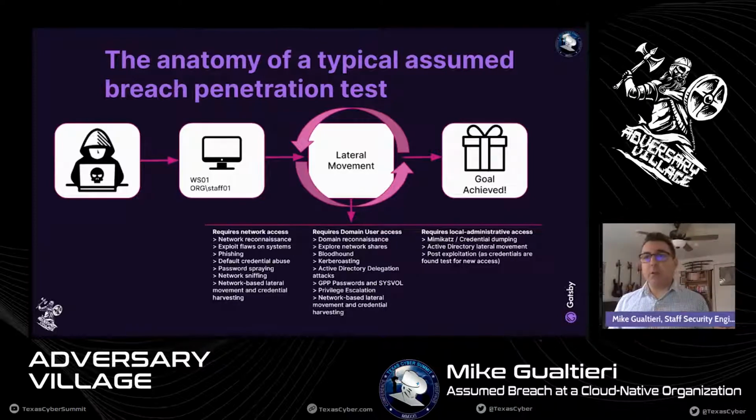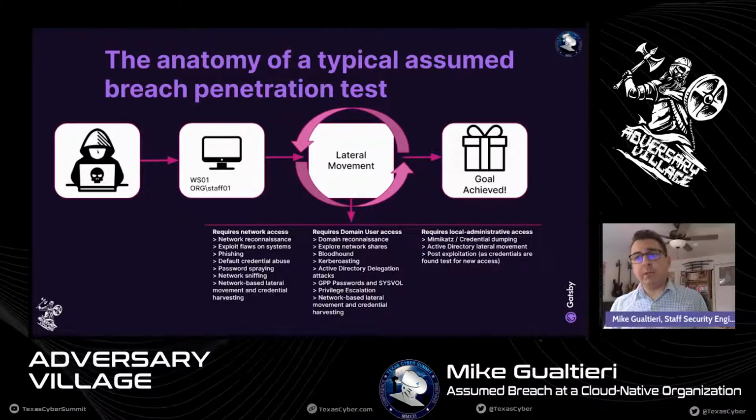Now, I should note that there's nothing too special in this description that deviates from what a general pen test would be, just the initial access, right? It's assumed breach because we're setting up the tester on WS01 logged in as staff01. So this would simulate a successful phishing attack, which would drop the adversary into the domain user context.